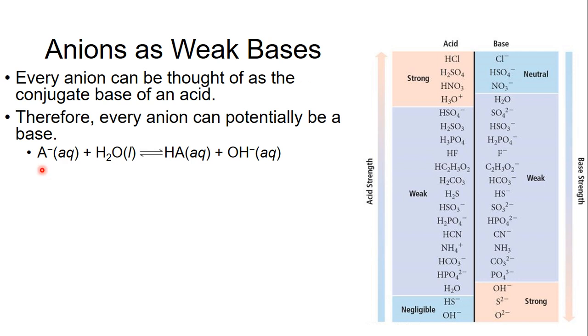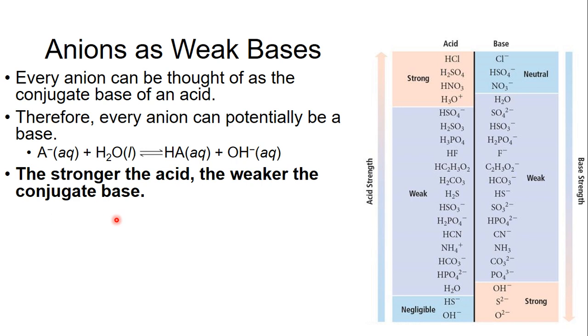For example, in our general case, A minus, which is an anion, could take a hydrogen from water and reform an acid and produce OH minus. In general, the stronger the acid, the weaker the conjugate base. This should make a lot of sense based on our previous videos. We said that a strong acid has a very weak attraction between the hydrogen and the anion. Therefore, in its base form, it won't want to reform the acid, because it was strong for a reason, so your bases are either going to be neutral or weak.